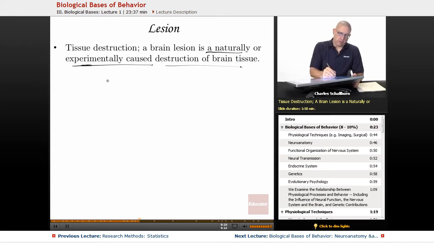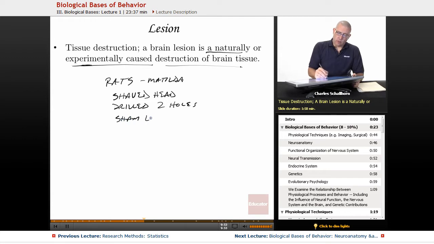There was a situation when I was in college, and this was before they had some guidelines on animal testing. So we had these rats, and I had Matilda. What we did, me and my partner, we shaved her little head. We drilled 2 holes in Matilda's head. And we did what was called a sham lesion. So when we put the electrode down into the brain, it only went part of the way, not all the way, to a part of the brain known as the lateral hypothalamus, which is involved in hunger.